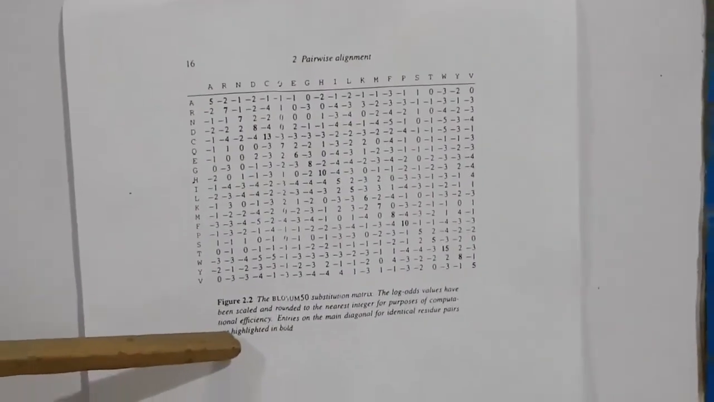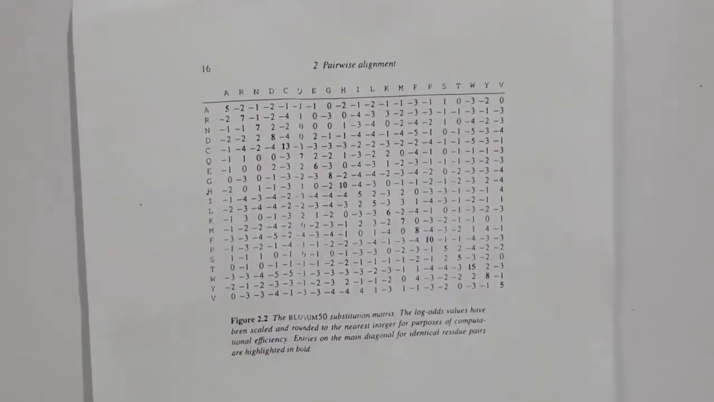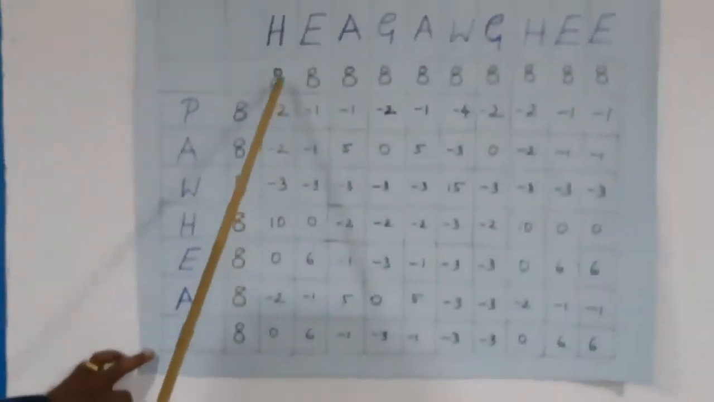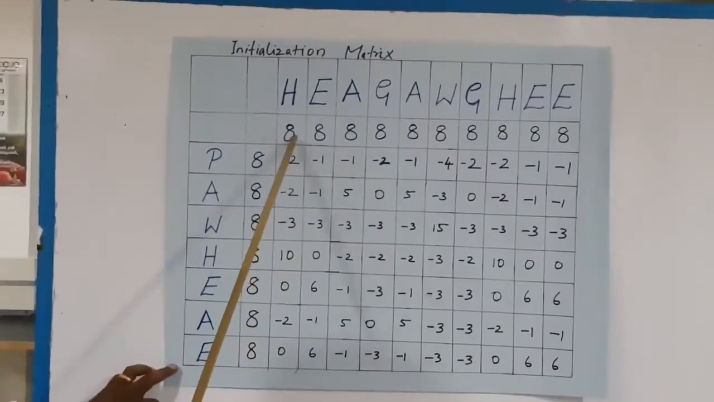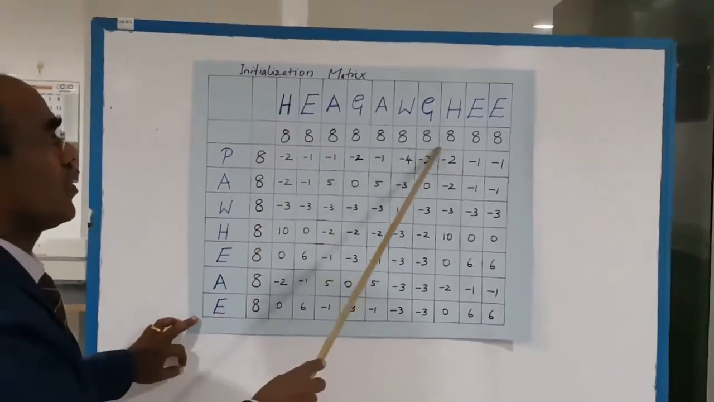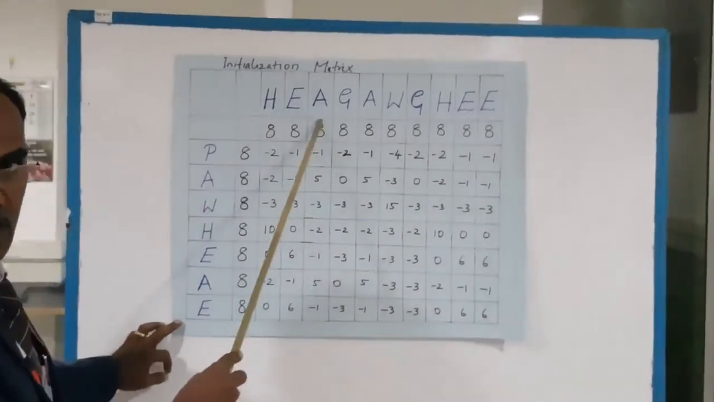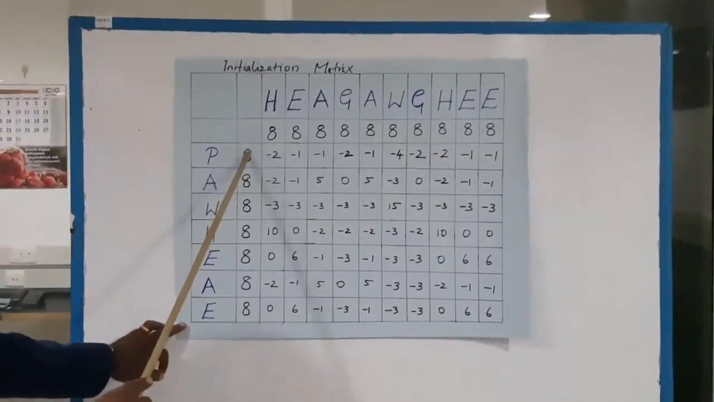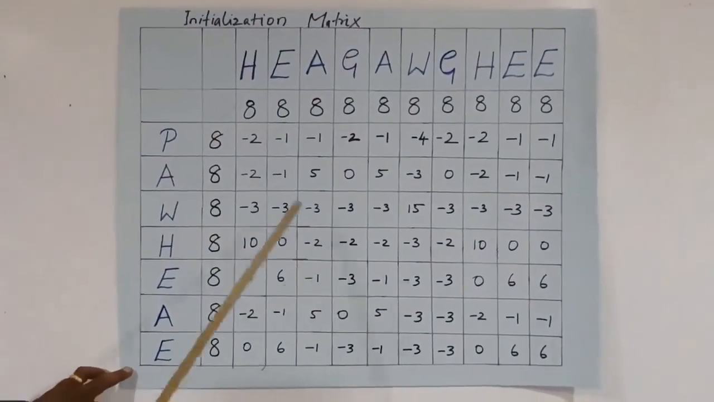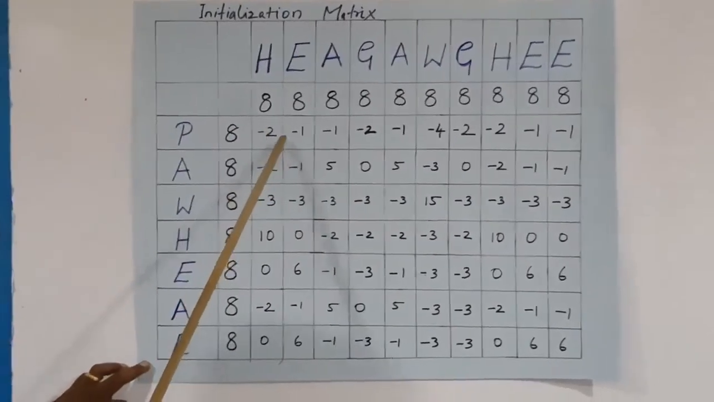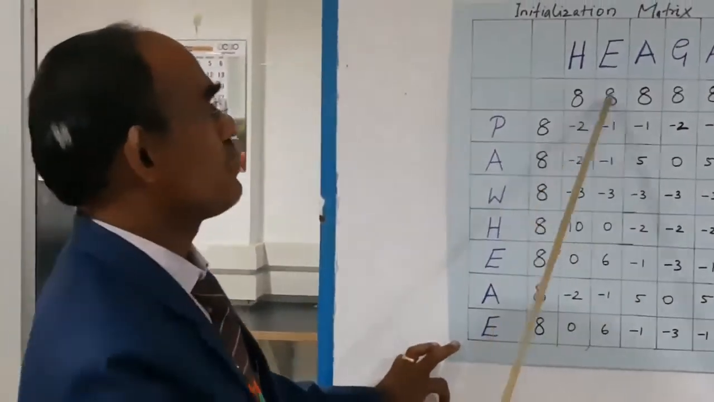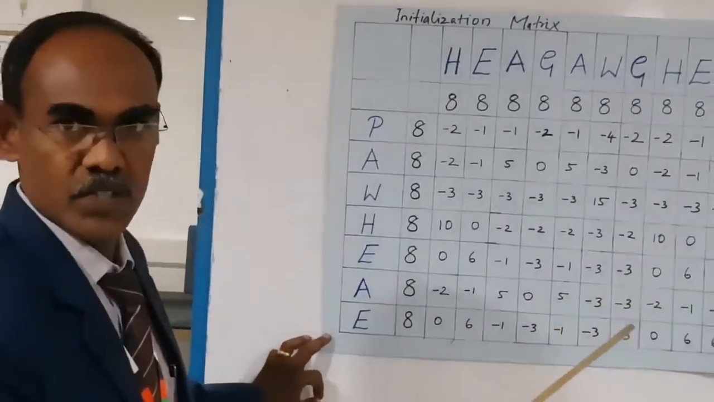Whenever we are using this BLOSUM50 standard matrix, the gap penalty value will always be 8. So this 8 is filled in all the gaps, in the border cells. And here also, right from the top till the bottommost cell, we have to fill the gap penalty value. And in each and every cell, we have to get the respective value from the BLOSUM50 matrix. This is the typical initialization matrix, and this is the way we have to fill it.